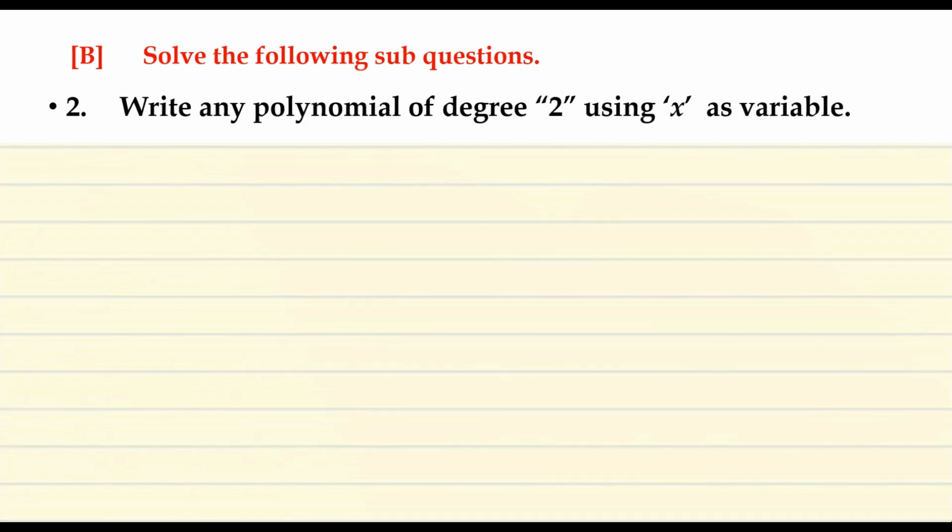Now let's move to the second question. This is a 1 mark question. The steps have to be written very clearly. Write any polynomial of degree 2 with variable x. So degree 2 means you have to write power 2 followed by power 1 and then followed by power 0, because degree is always the highest power, so it should be in decreasing order. It is asked that degree is 2, so the first power will be 2, next will be 1, next will be 0.